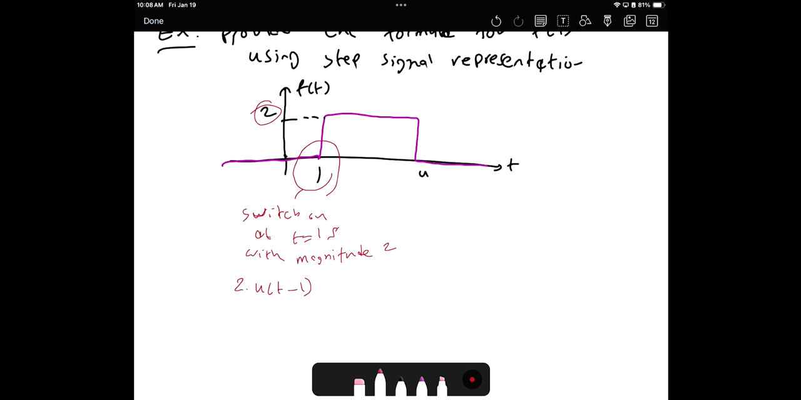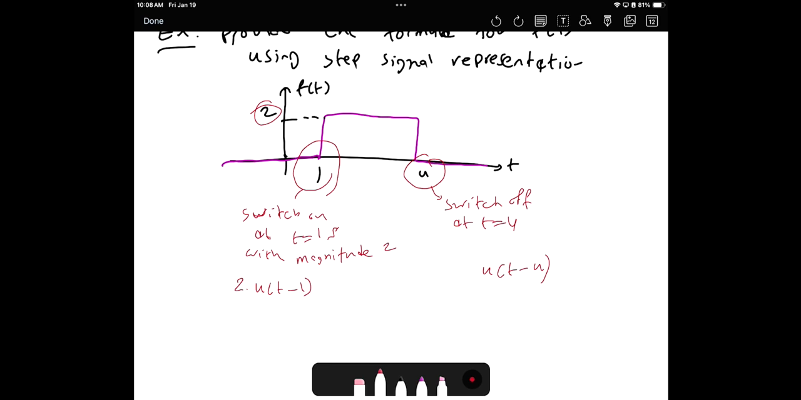Okay? The next thing, which is at 4, there will be some action like switch off. And that action happened at t equal 4. So it will be u of t minus 4, because between brackets t minus 4 equals 0, therefore t will be 4. But the thing is, what will the magnitude be?